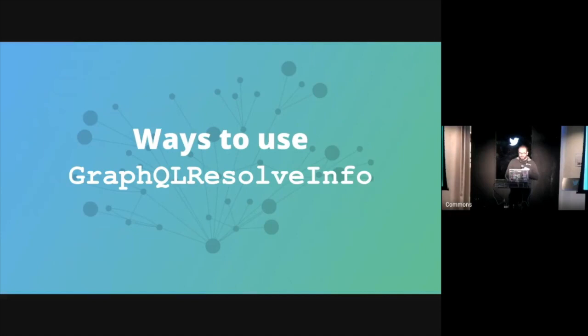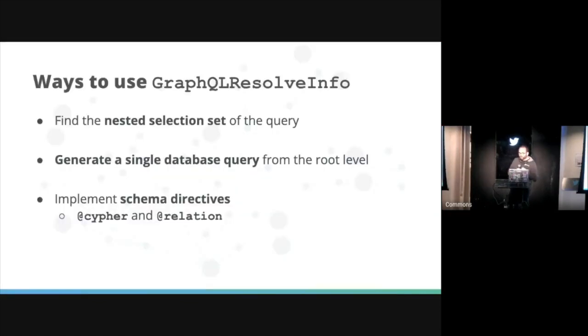So what are some things we can do with that? Well, the first thing we can do is find the nested selection set from the root level. So from that root level resolver, in this case, our session query field, we can look ahead and find all of the fields that are being requested inside that root resolver. And once we have that, then we can generate a single database query from this root level to essentially resolve our entire GraphQL request in one query to the database, which is quite nice.